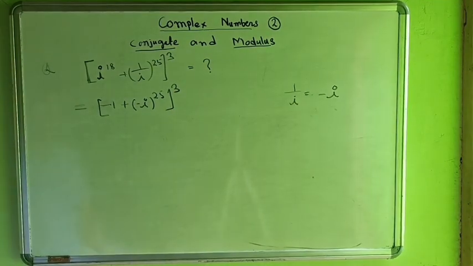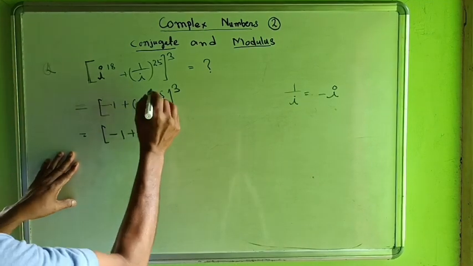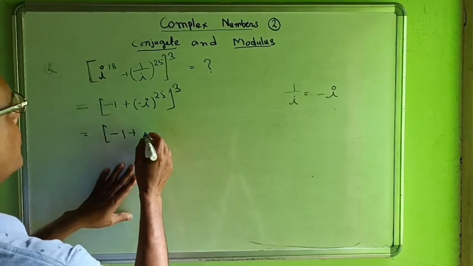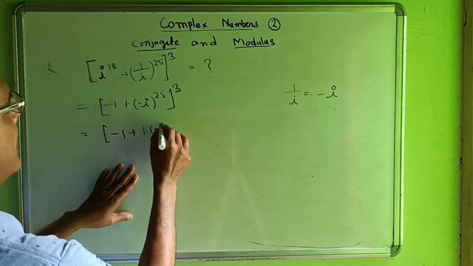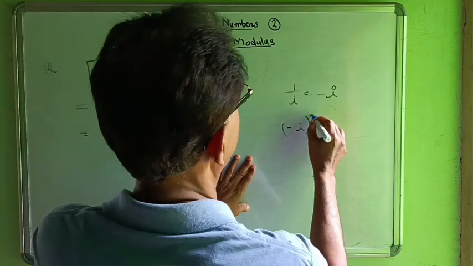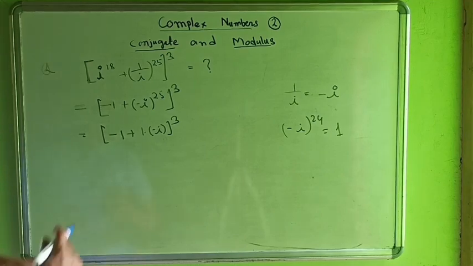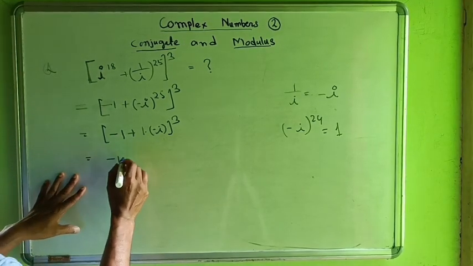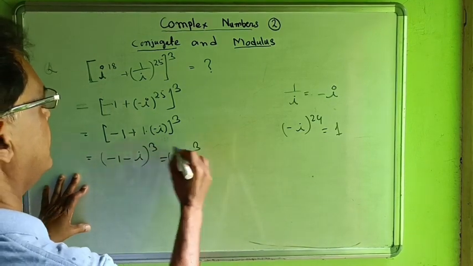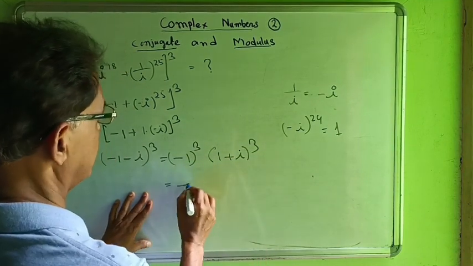This is equal to, we get minus 1 plus (minus i) to the power 24, which is equal to what? 1. Therefore, we get 1 into (minus i) whole to the power 3. Why? (Minus i) to the power 24 is a multiple of 4, so we get 1. This is equal to, we get minus, again, (1 minus i) whole to the power 3. We take minus 1 common, then we get (1 plus i) whole cube. This equals what? Minus 1.